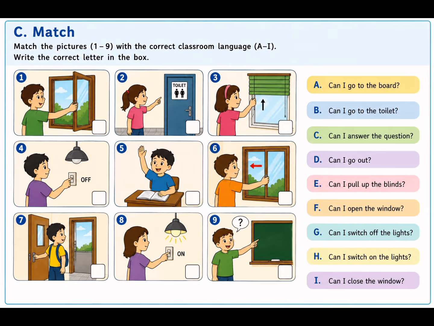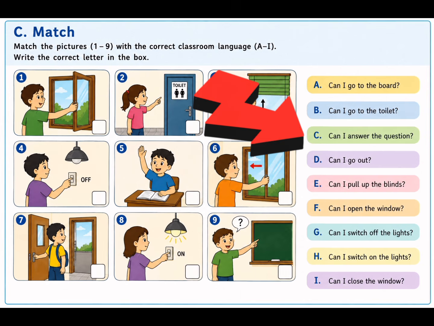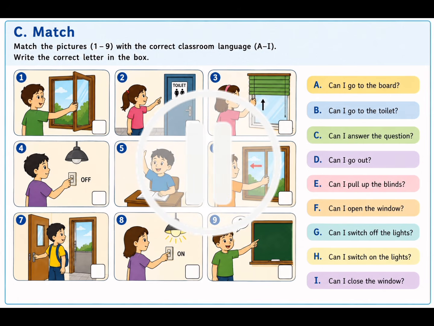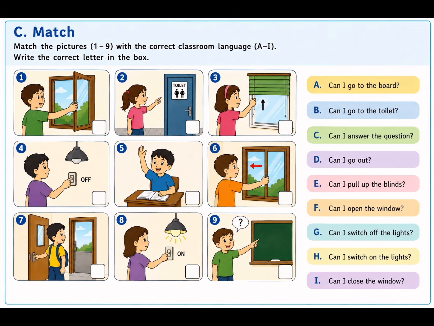Now, let's move to exercise C to practice. Look at the pictures on the left. Then, read the classroom expressions on the right. Your task is to match each picture with the correct classroom expression. Pause the video and take a minute to look at all the pictures before you start. Now, let's look at them together.